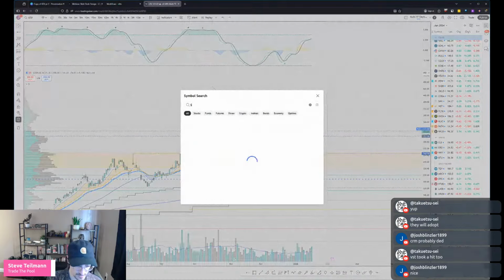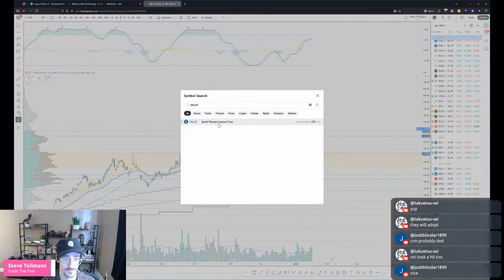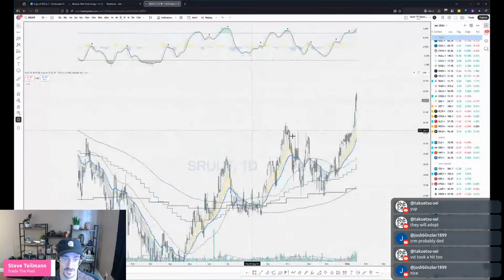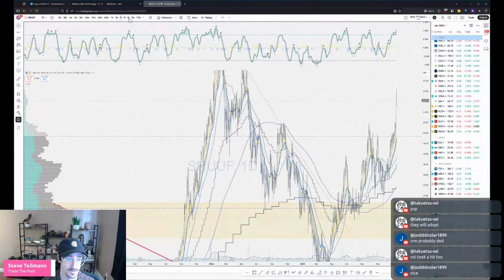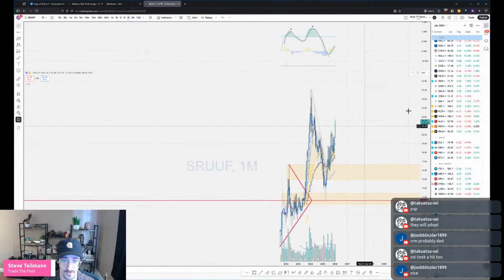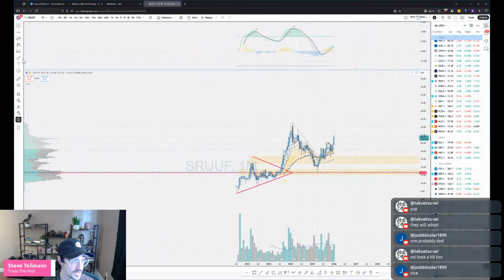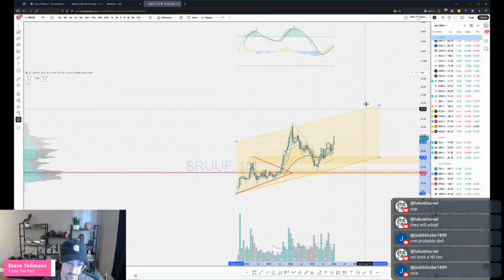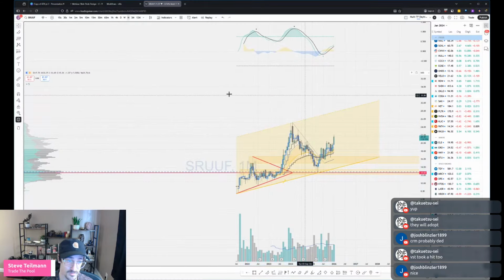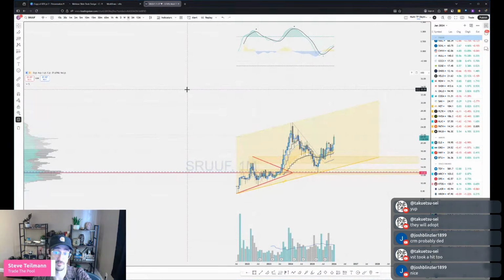Okay, if you want to play a little safer, SRUUF. This is the physical uranium. Well, is it even safer? It's just stronger, I guess. So, yeah, safer to play the underlying, I suppose. Very likely this is going much higher. Draw a big old channel like that. Say, hey, this is good for another 30%. And this is the underlying. Remember, if this does 30%, the miners do much more.